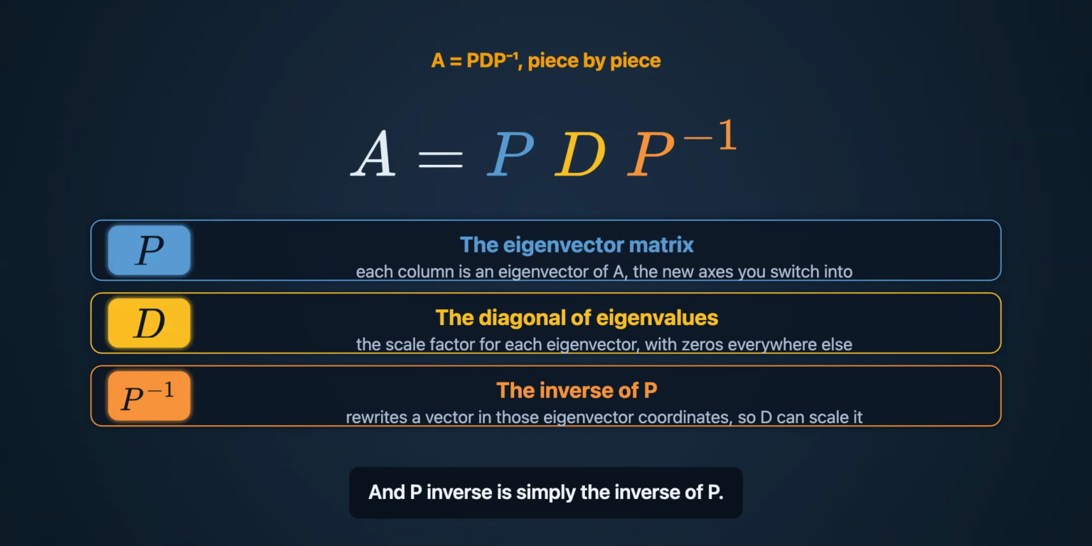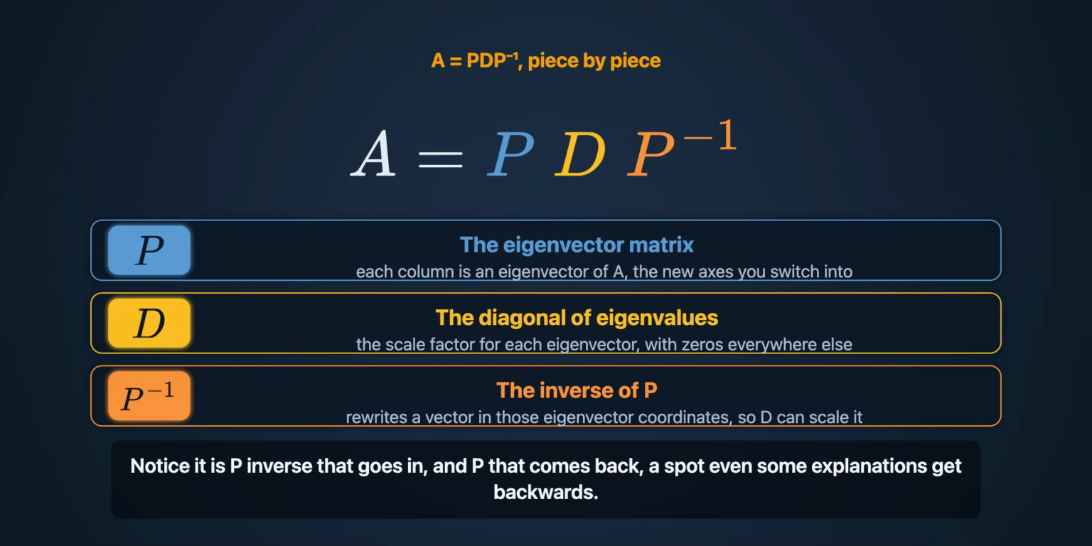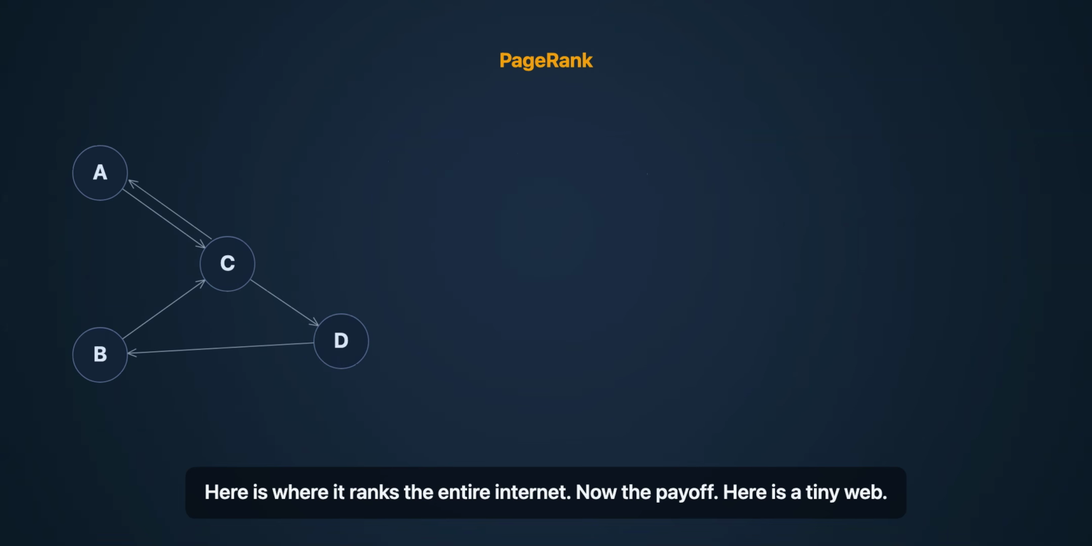And P inverse is simply the inverse of P. It rewrites a vector in those eigenvector coordinates, so D can scale it. Then P brings it home. Notice it is P inverse that goes in and P that comes back. A spot even some explanations get backwards. Here's where it ranks the entire internet.